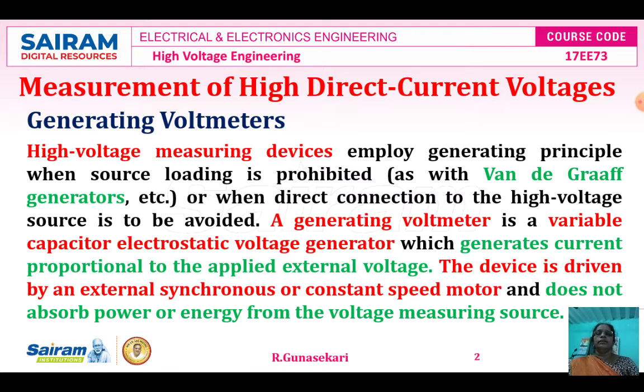Then second, the definition of generating voltmeter. A generating voltmeter is a variable capacitor electrostatic voltage generator which generates current proportional to the applied external voltage. This is the definition of generating voltmeters. This device is driven by an external synchronous or constant speed motor and does not absorb power or energy from the voltage measuring source. Now we study the principle of generating voltmeters.